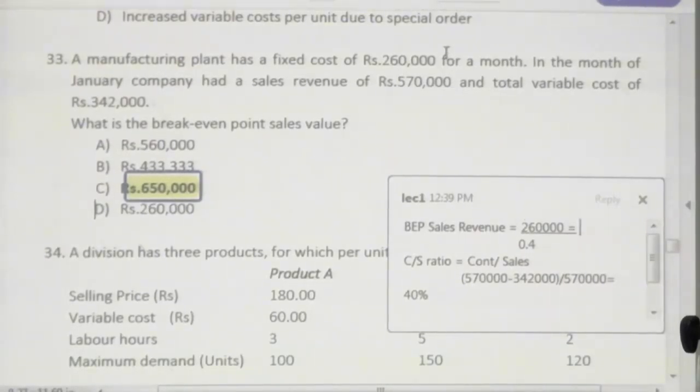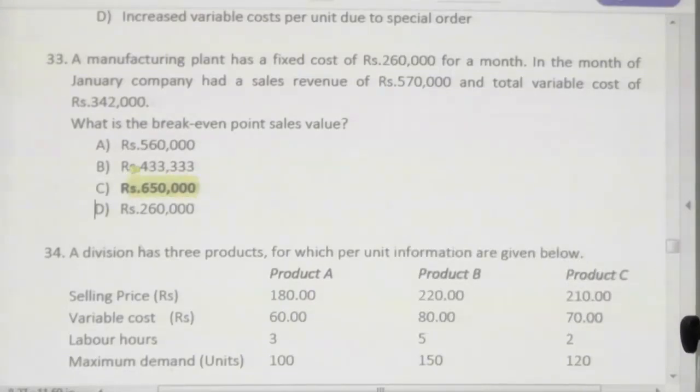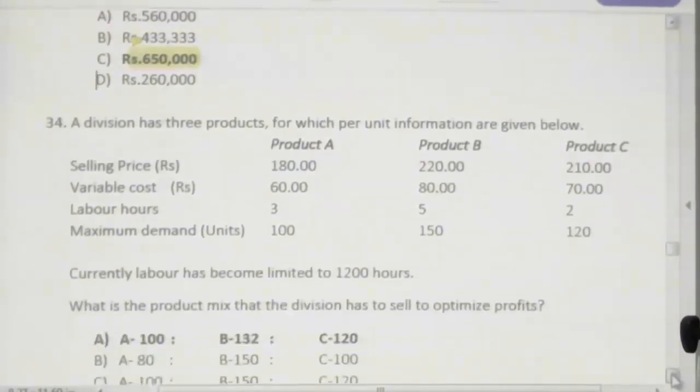Otherwise, you can take fixed cost divided by contribution per unit, then you have the BEP quantity, then you can multiply it by the sales price per unit, but no information is available for that method. Therefore, we have to go to the second method we have explained here, right? Moving into the next question, 34.